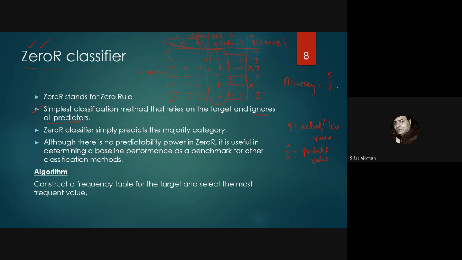That is 71%. This is interesting. Although we are saying it's a rubbish classifier, it is able to reach 71% accuracy. Is it clear? Okay, so that's basically what the ZeroR classifier is doing. Is that okay?